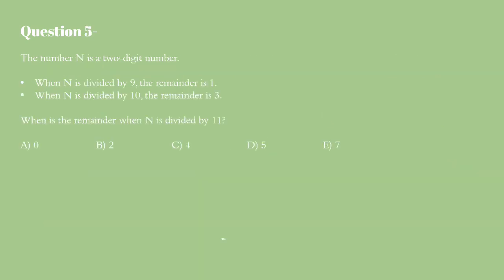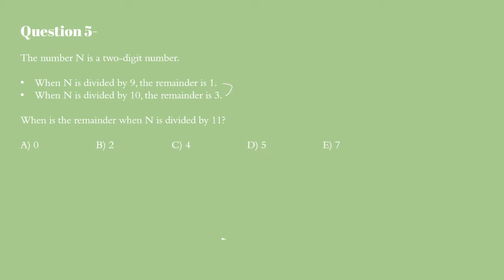Okay, question 5 states, the number n is a 2-digit number. And these are 2 rules or constraints that we have for n. When n is divided by 9, the remainder is 1. When n is divided by 10, the remainder is 3. Sorry, that's a typo. The question is, what is the remainder when n is divided by 11. So let's do this.